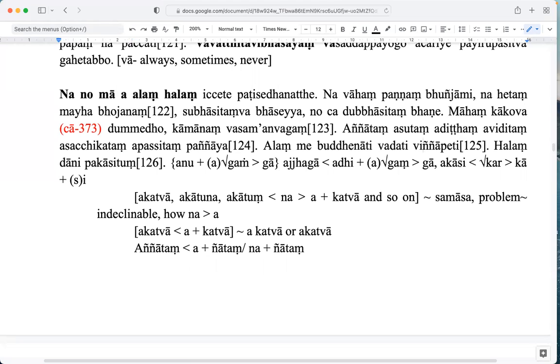And now the next example is for the Helen. So Helen dani bagasito. In the naysayer, it is not possible to show now. Bagasito: to reveal, to explain, to show, to display. So it is not halam, not possible. It is not possible to show now.